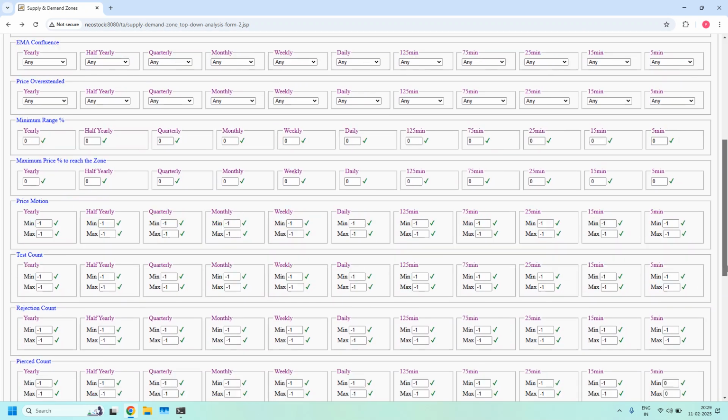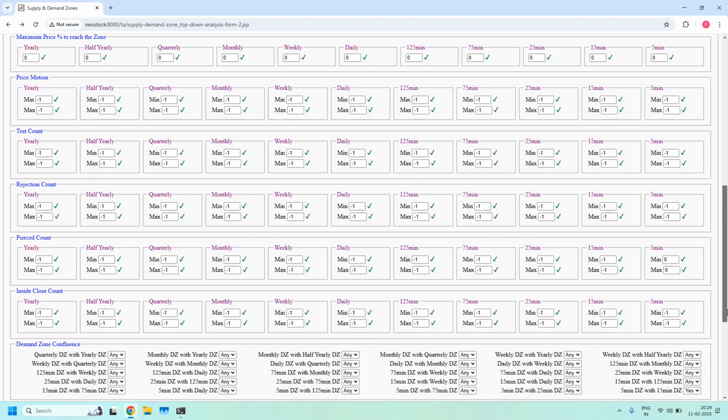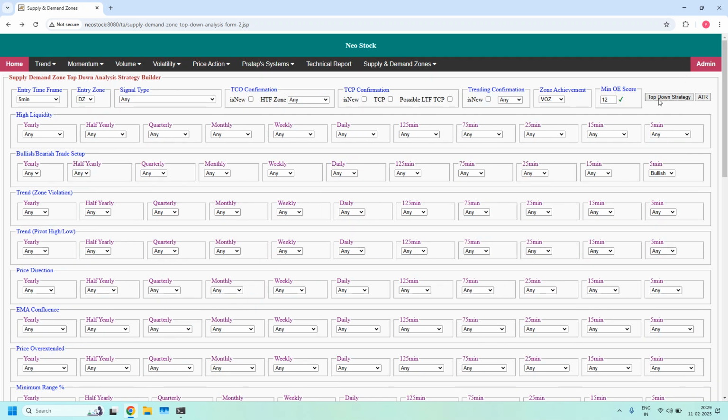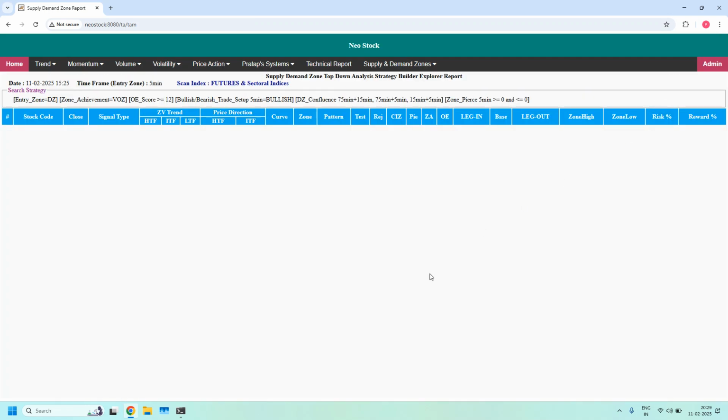How many stocks are available with all the three demand zone Confluence? 5 minutes with 15 minutes is already enabled. 5 minutes demand zone with 75 minutes demand zone Confluence. 15 minutes demand zone with 75 minutes demand zone Confluence. With all the three filters, LTF, ITF, HTF, we don't have any stocks. Okay, this is about the bullish trade setup, hourly income trade.